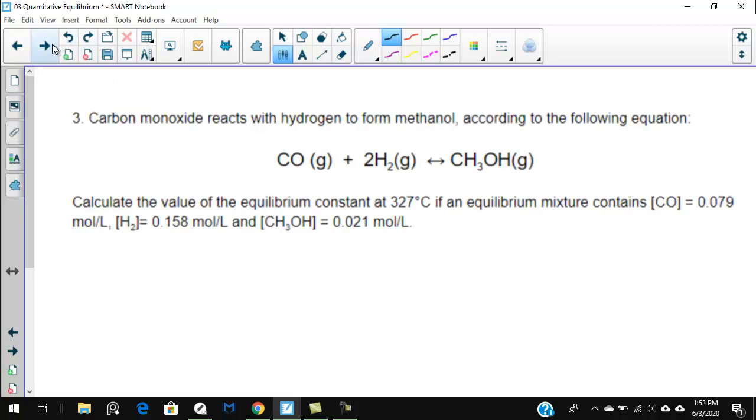And so there's one last one. Again, I'll pause the video here for a minute, and then I can show you the answer for this last one, and we'll see how we're doing with calculating equilibrium constants.